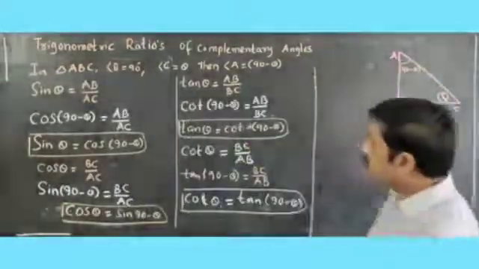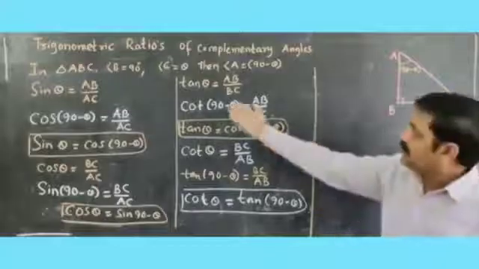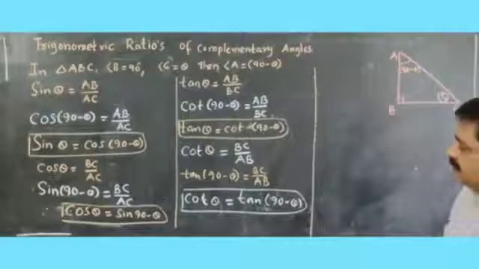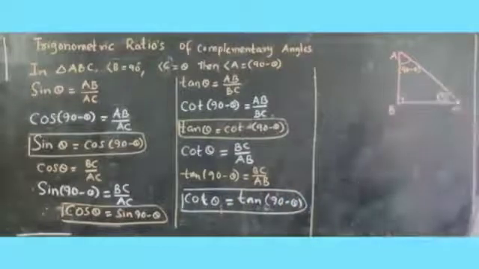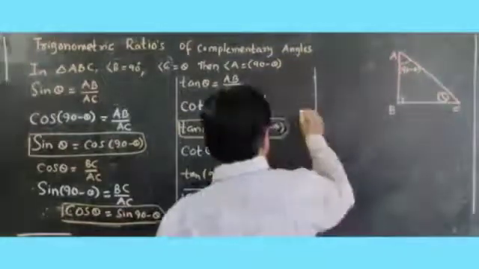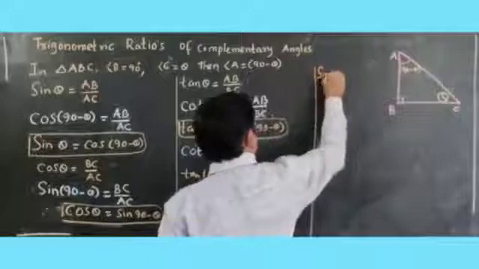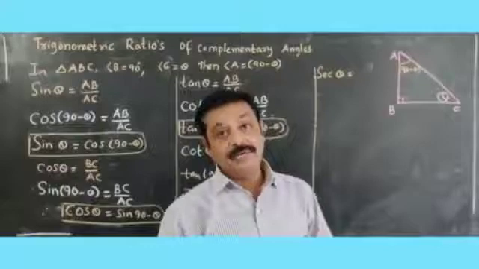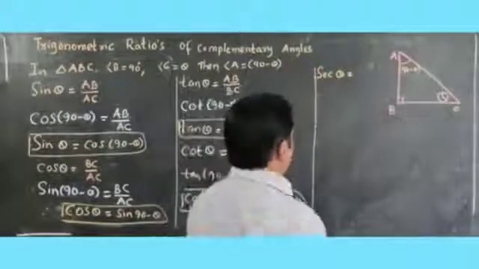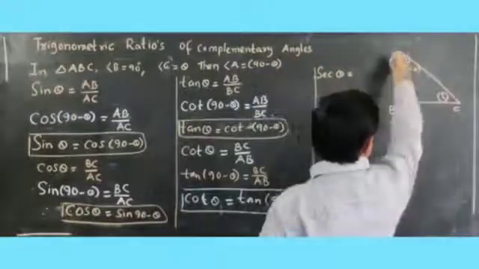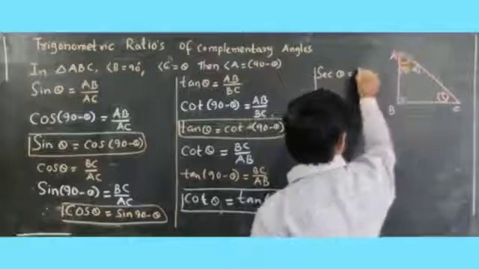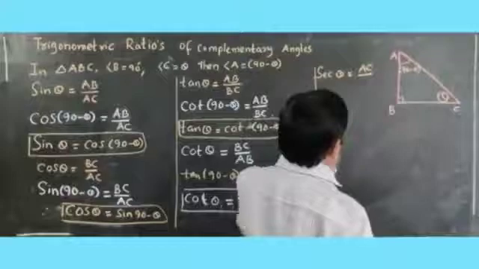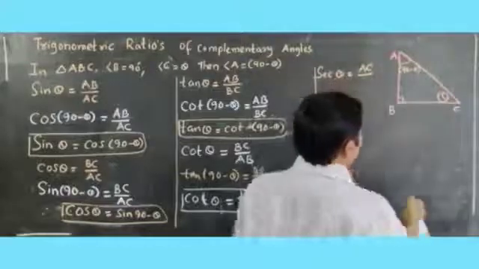So what happened now? Sorry, tan theta is equal to cot 90 minus theta. Cot theta is equal to tan 90 minus theta. And the same way, sec also. Sec theta means hypotenuse by adjacent side. For this triangle, AC is always the hypotenuse, by adjacent side to theta, that is BC.